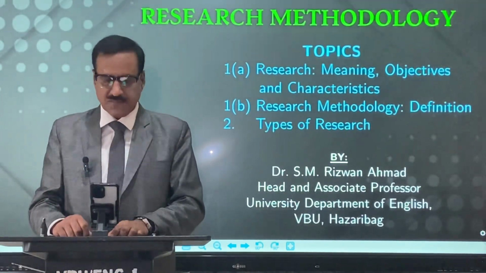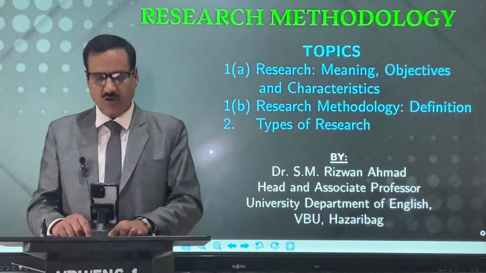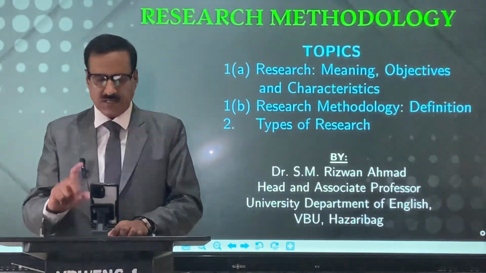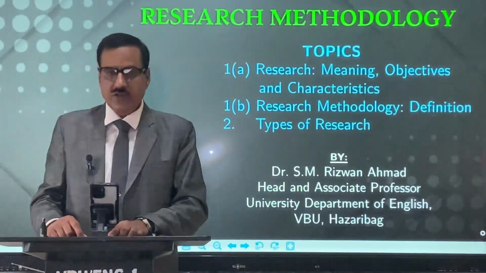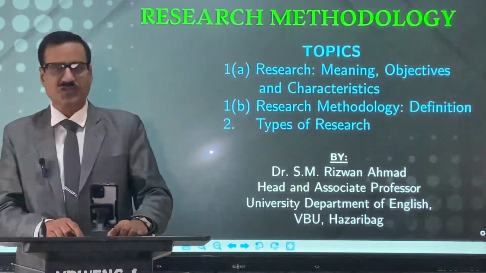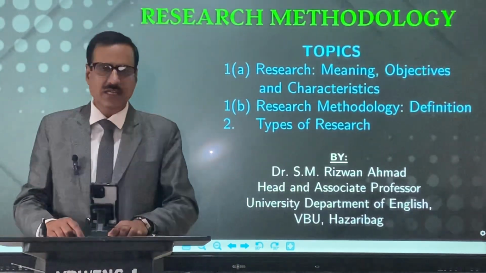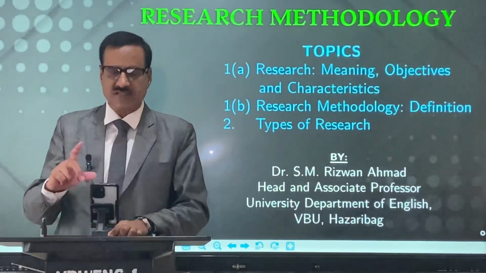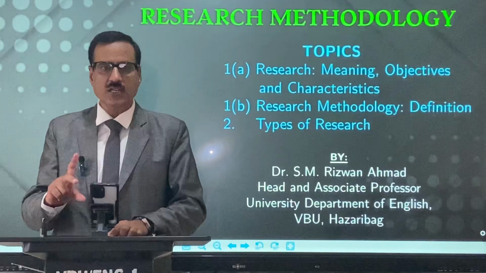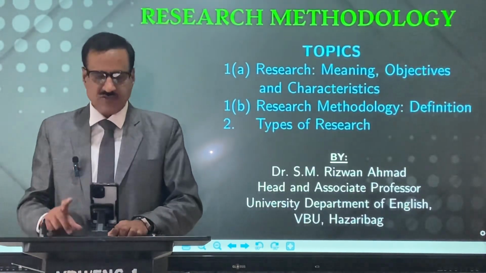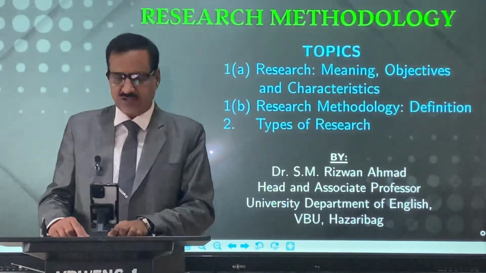In other words, we can say that it is the study or description of the methods used in writing the content of the thesis. Now, what are the characteristics of research? I am dealing with the meaning of research, characteristics of research and objectives. I have already dealt with the meaning of research and objectives of research. The third one, characteristics of research.